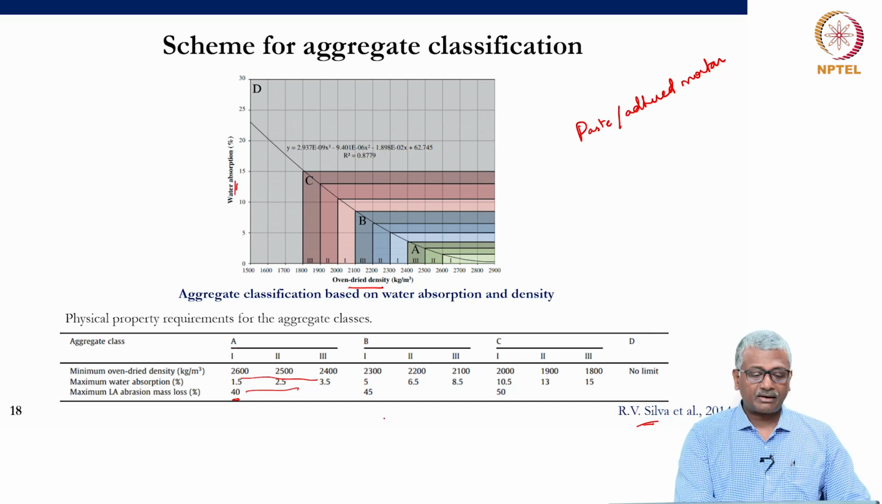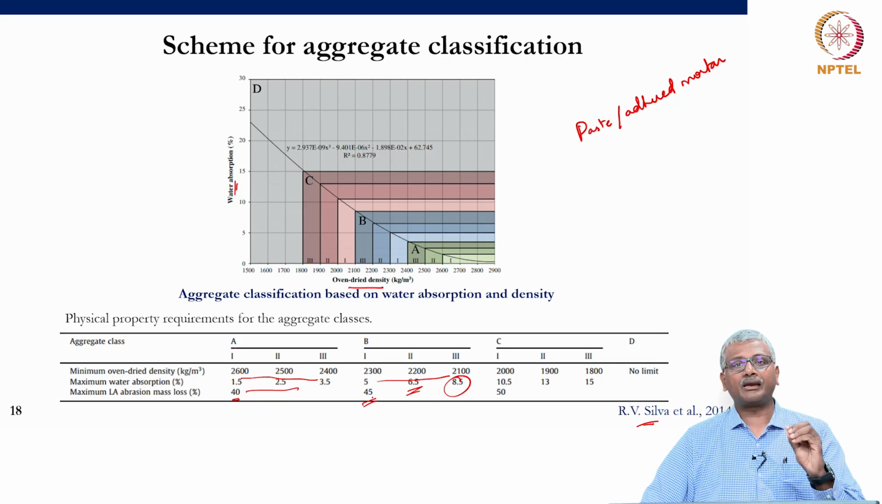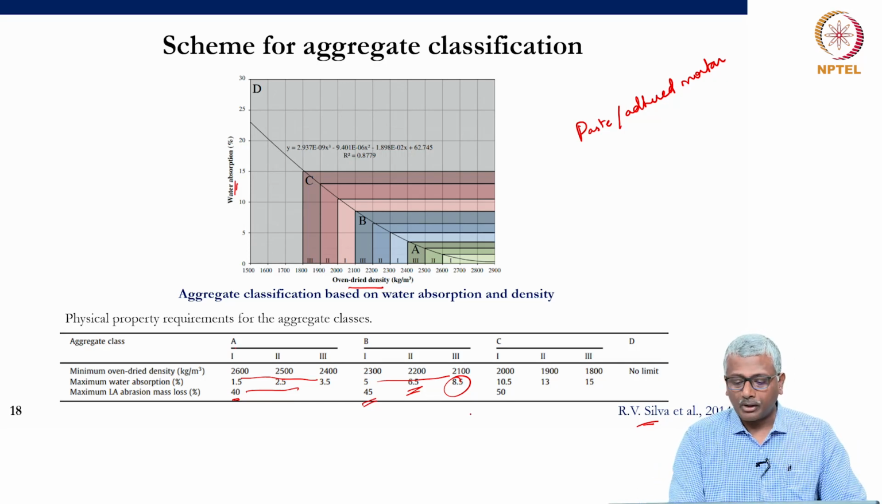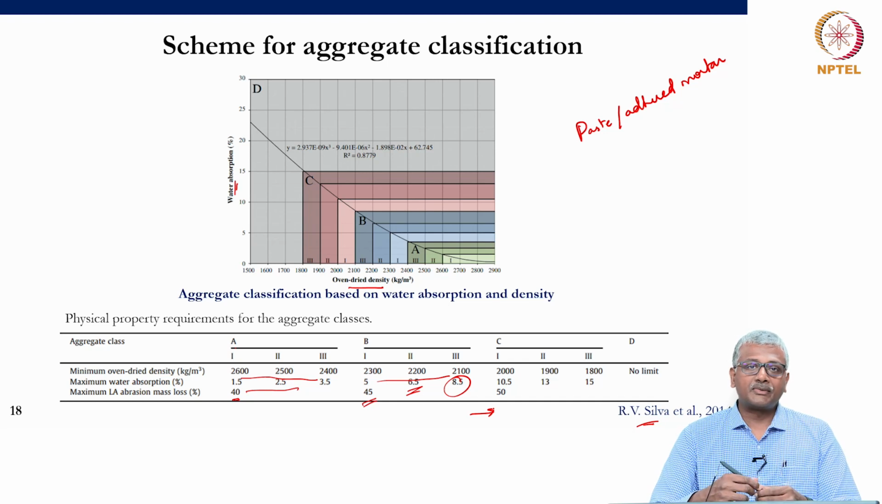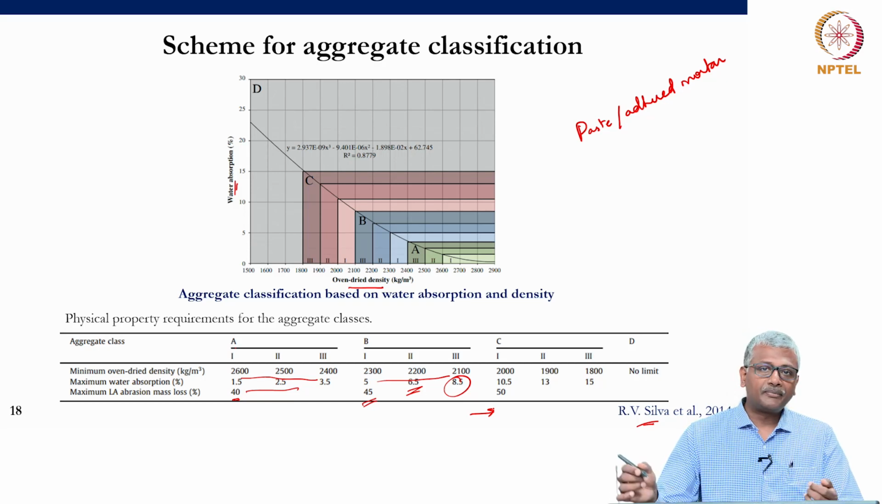For instance, when we go to aggregate class B, you have a reduced density, greater water absorption, right, and more mass loss. That means the aggregates are of poorer quality. When you go to type C, you have even lower density, much higher water absorption and greater mass loss in the Los Angeles abrasion test. So, when you start collecting aggregate from recycling plants, you can sort them in terms of what kind of properties are exhibited by the aggregates.